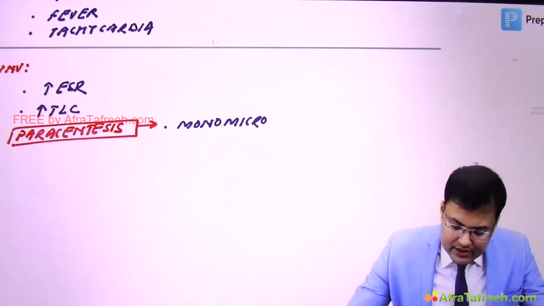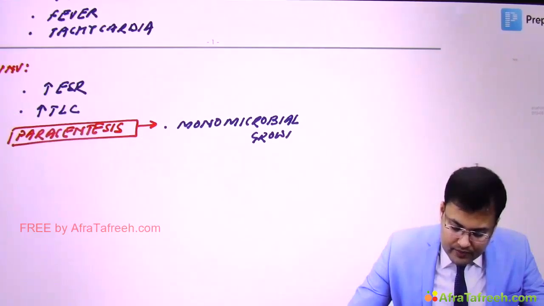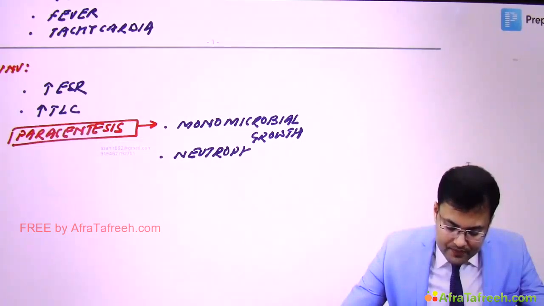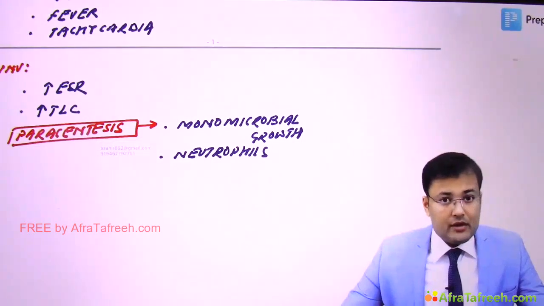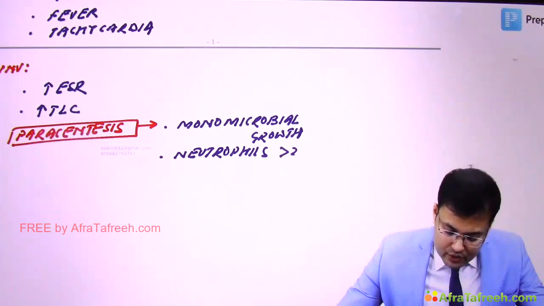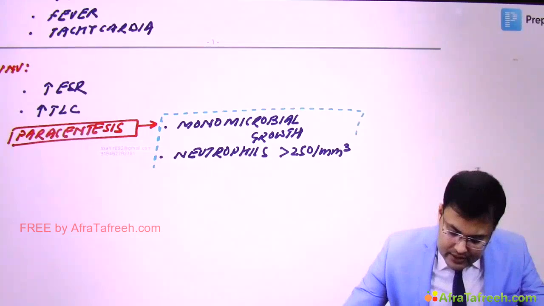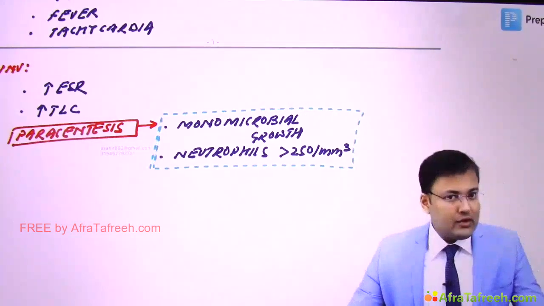If you send it for culture, there is monomicrobial growth. So a single organism is responsible. And see, the neutrophils, you have to remember the number. What should be the number of neutrophils? More than 250 per mm cube. This is the diagnostic criteria, and this is the question which is asked. Clear? So diagnosis is done.